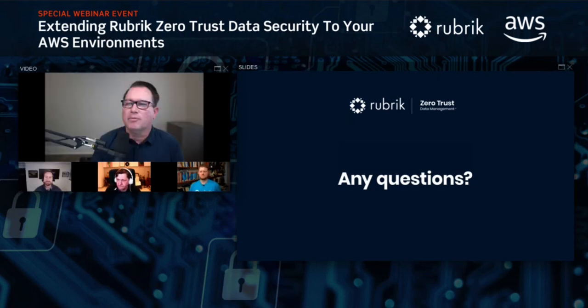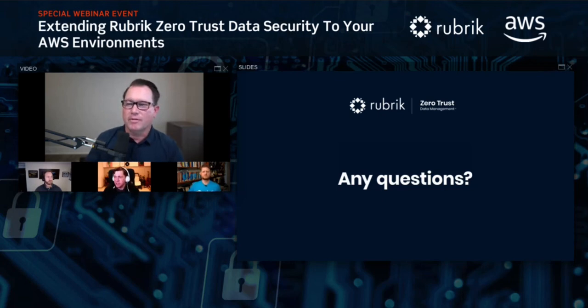Okay, excellent. This is an interesting one, Garnet. I'm not sure how you pronounce your name, but great question. They're asking, is Rubrik's ransomware protection designed primarily with Amazon S3 in mind, or can it be extended to other AWS cloud services?